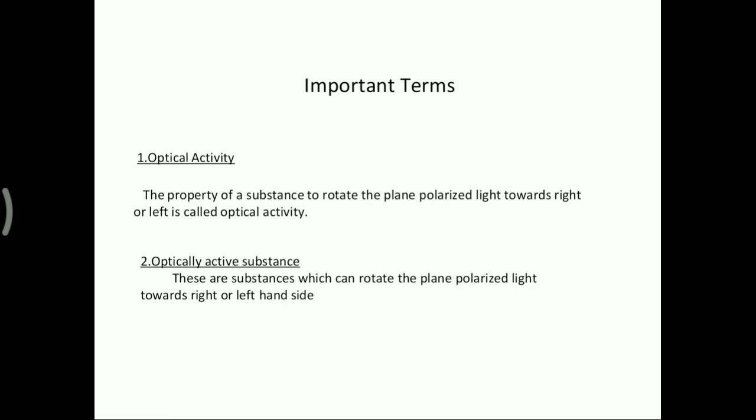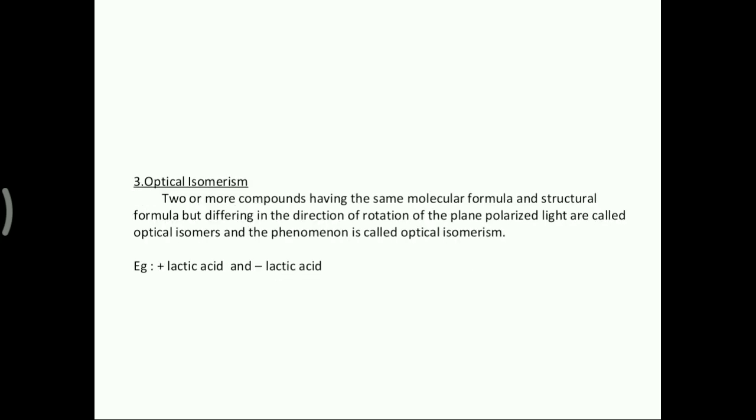Second one, optically active substance. These are substances which can rotate the plane polarized light towards the right hand side or left hand side. So substances which can rotate plane polarized light towards the right hand side or left hand side are called optically active substances.